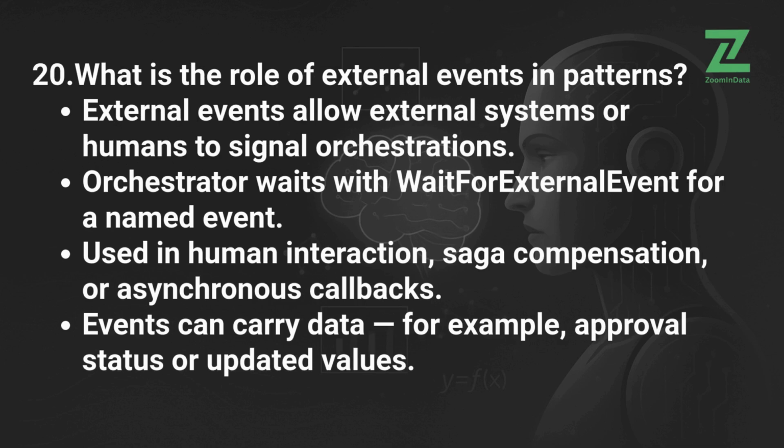What is the role of external events in patterns? External events allow external systems or humans to signal orchestrations. The orchestrator waits with wait for external event for a named event. Used in human interaction, saga compensation, or asynchronous callbacks. Events can carry data, for example, approval status or updated values.